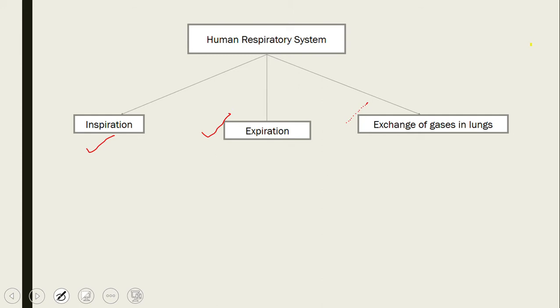Exchange of gases takes place in the lungs, and then they are transported from the blood to the lungs, and then to the lungs. From there it goes to the tissues and to the different parts of our body. Now how this is transferred, we'll be seeing in the next diagram.